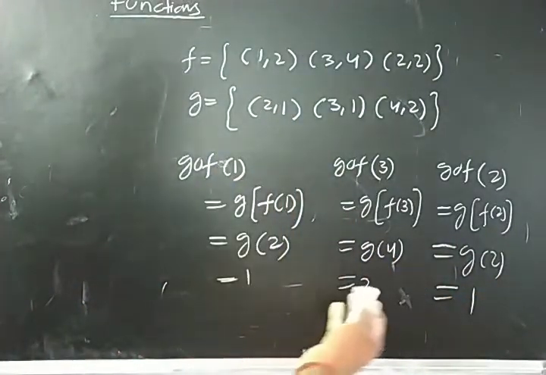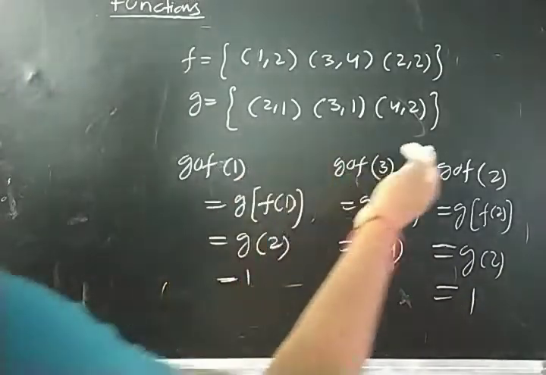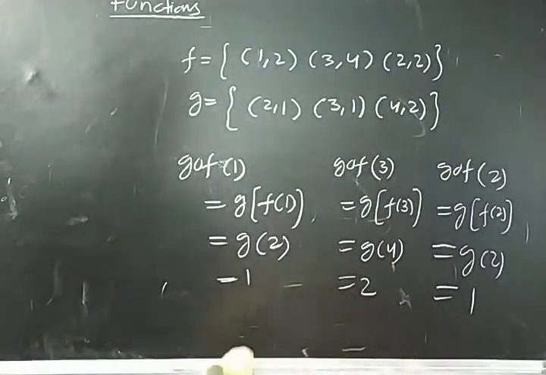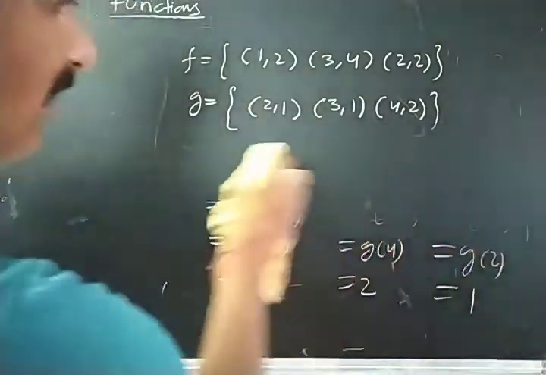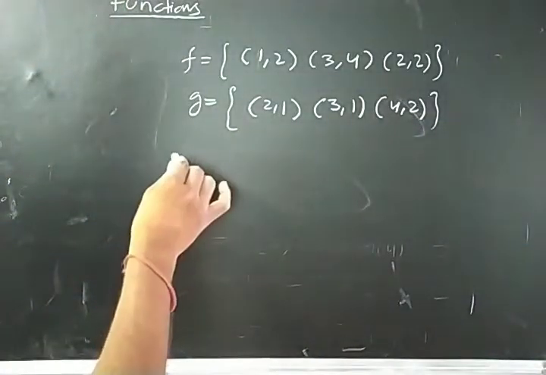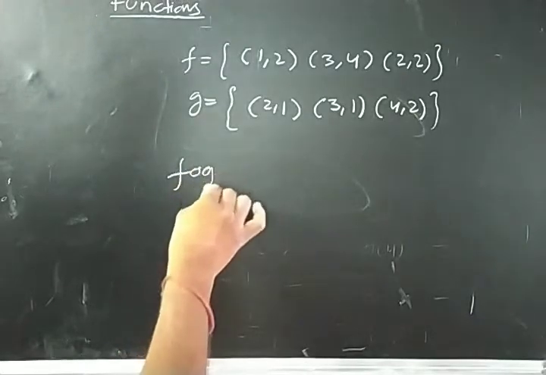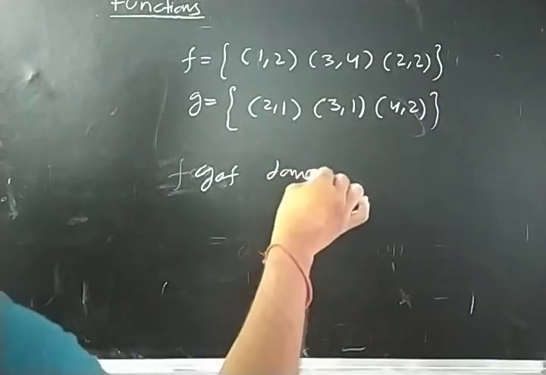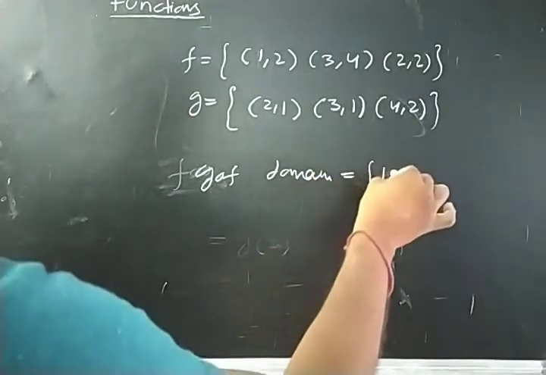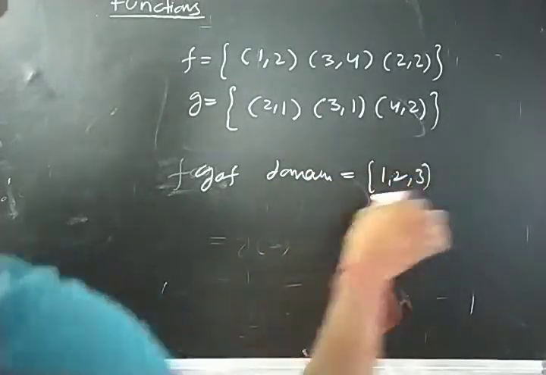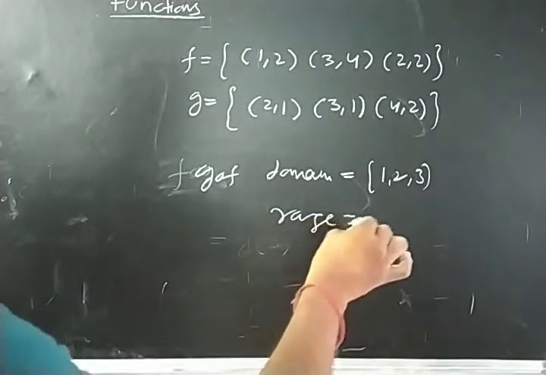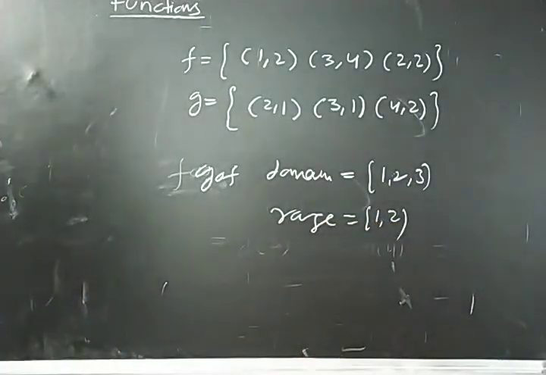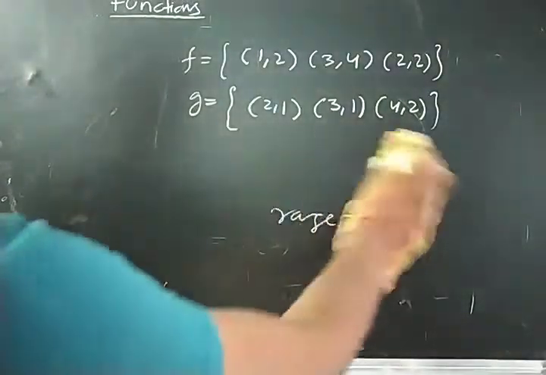What we got: range 1, 2 and domain 1, 3, 2. So 1, 2 is the range. This is the g circle f domain: the domain is 1, 2, 3, and the range elements are 1, 2. Right? Both we found, domain and range, for g circle f.